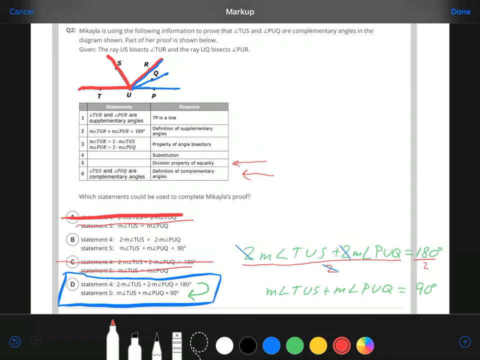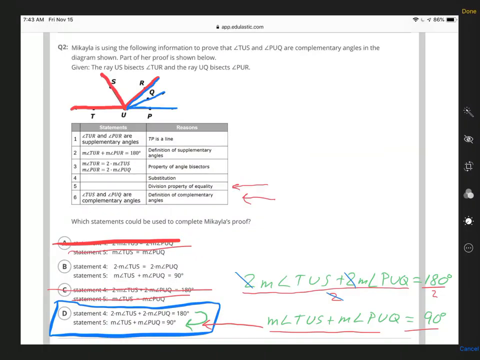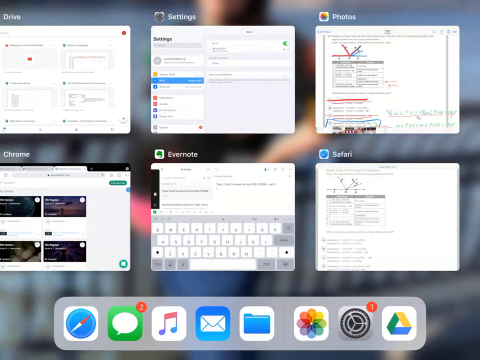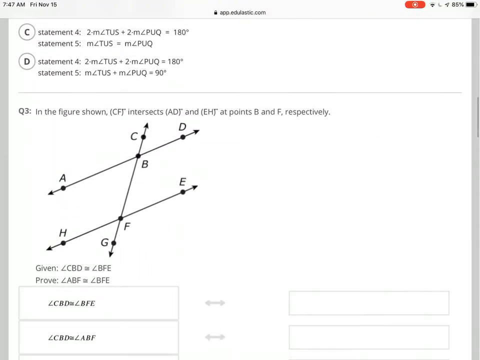And this is literally what we want to say, and that's what it says right there in statement 5. So it's because of the division property of equality that we can conclude statement 5. So the answer is D. Okay, let's go to number 3.